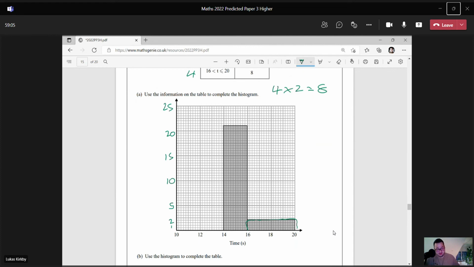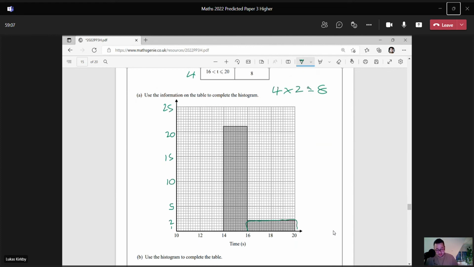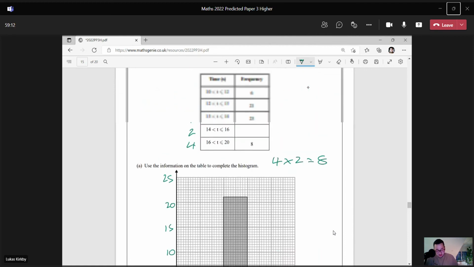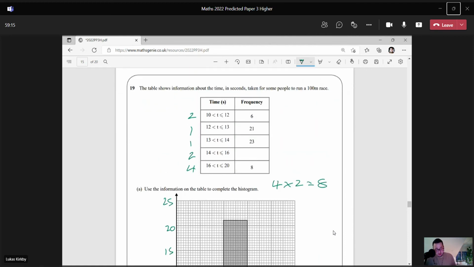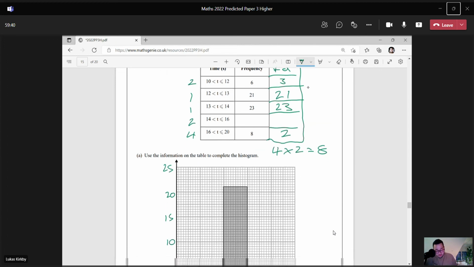Okay, and then 25. All right then, so now I can use that to complete the histogram. So here we want to look, well, 4 times what is 8? We're going to do our frequency density in this column here. So this is frequency density. So 4 times what is 8? Well, it was 2, we just did that. 2 times what is 6? Well, it's 3. 1 times what is 21? Well, it's 21. 1 times what is 23? It's 23. So here we should be able to fill out our things.